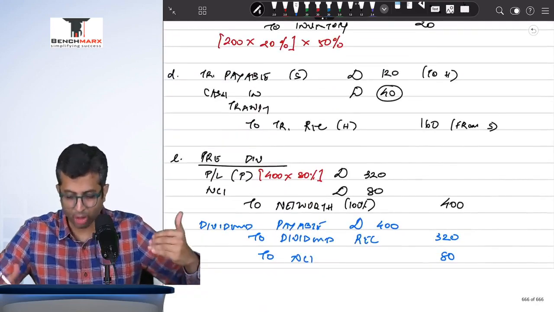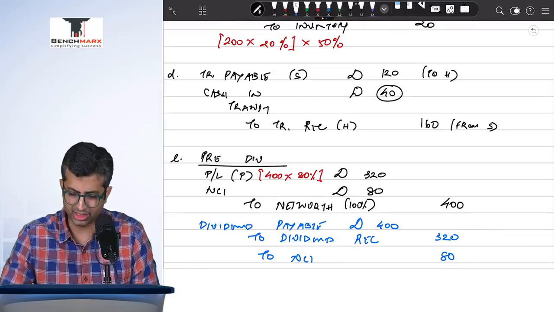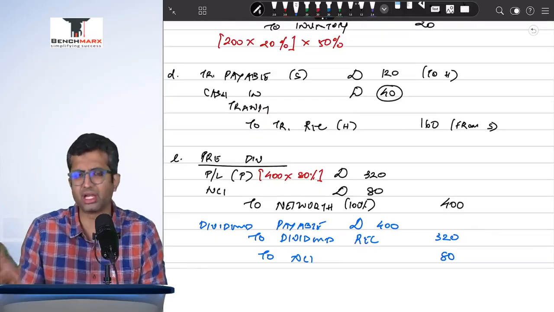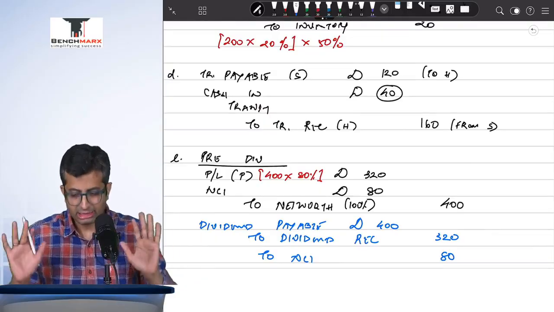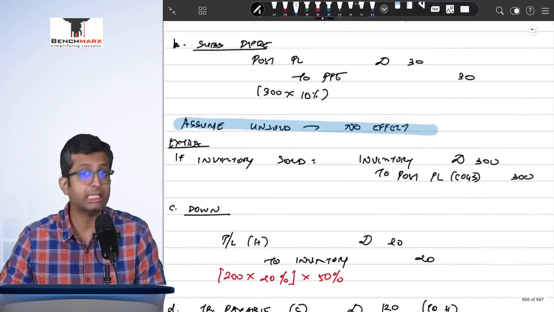This is probably the longest way where we have done all the adjustments, but if you take a shortcut and ignore the NCI and do the working, probably that can also correlate. However, this will, in my opinion, be a foolproof working for this particular adjustment. Is there anything else? Yes, sir.